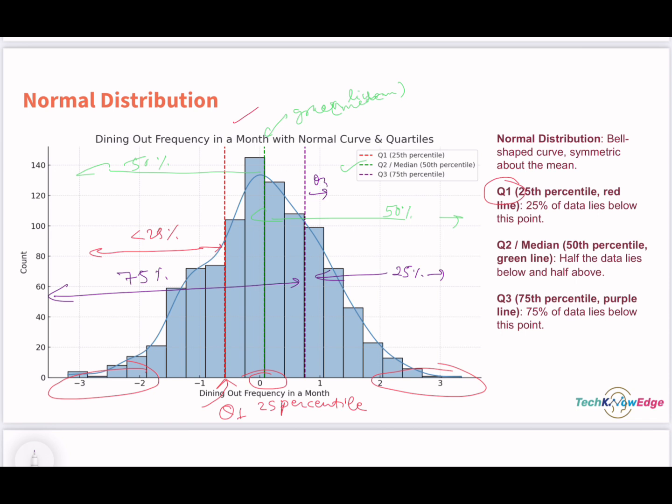So this chart helps us see the bigger picture. Most people tend to dine out an average number of times, and the bell curve shape shows us how the behavior is distributed.